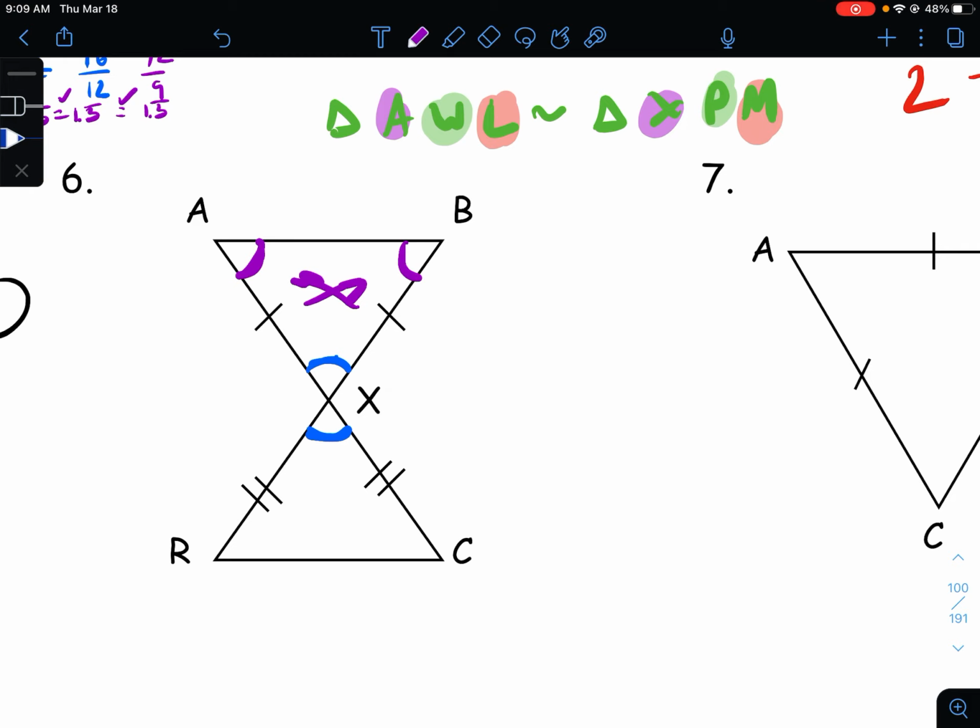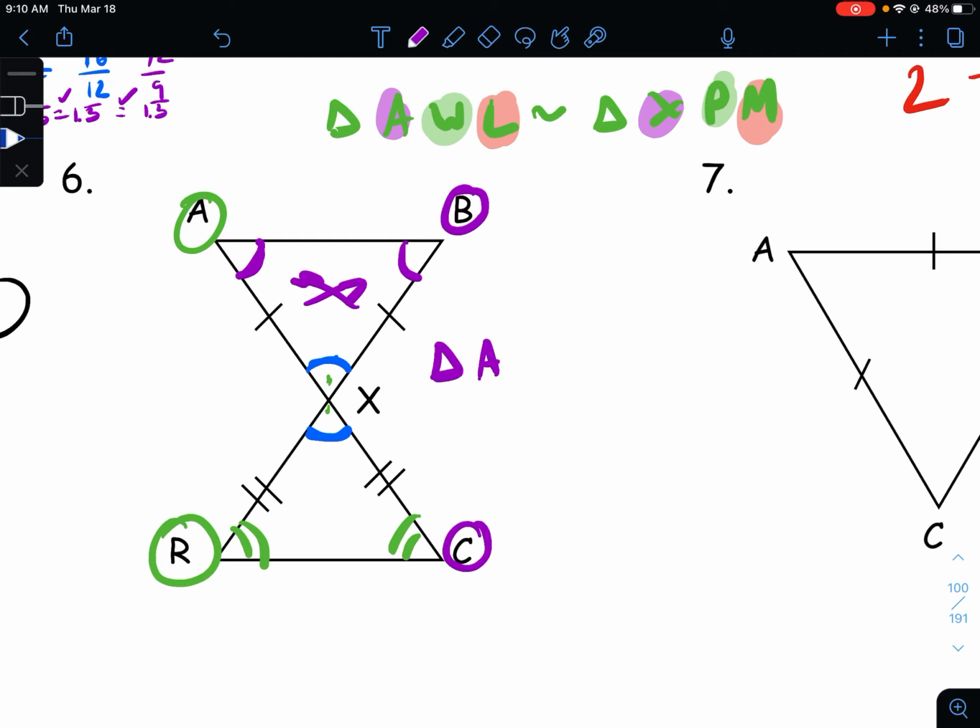All right. And this is isosceles. So these opposite angles are congruent with each other. With isosceles triangles, if these two are congruent and they're isosceles, that means that these other two have to be congruent with each other. So we could say that this angle is congruent to this angle. Angle A is congruent to angle R. And then we could say that angle B is congruent to angle C.